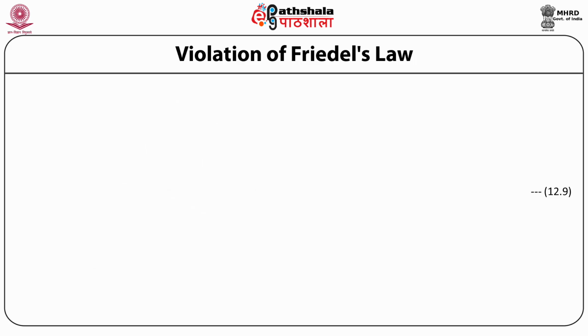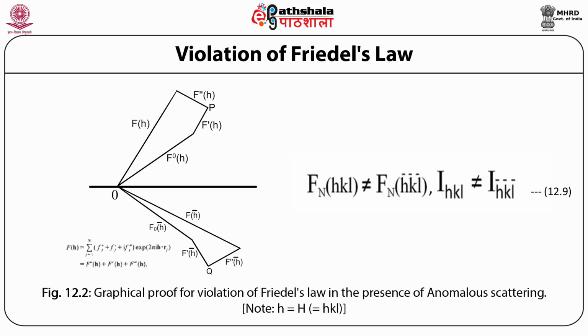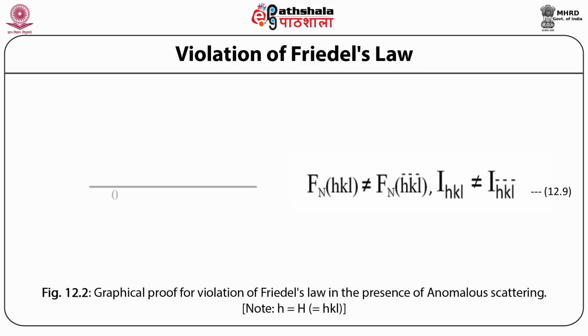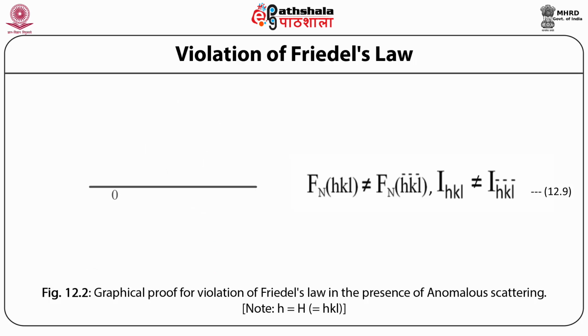Of course, we can give the mathematical proof also, but it is very easy to get into the graphical method proving the violation of Friedel's law. Now, what do you mean by violation of Friedel's law? Intensity of HKL is not equal to intensity of h bar, k bar, l bar. Now let us see. Take the Argand diagram.